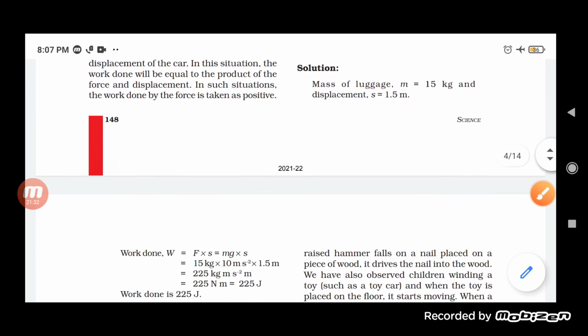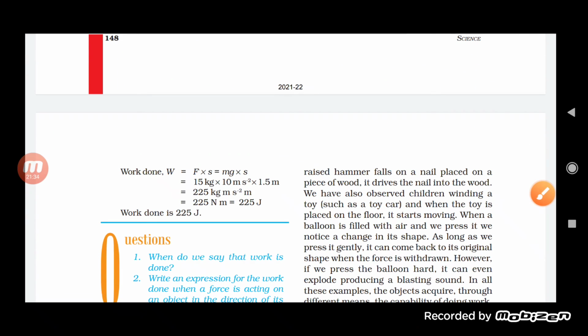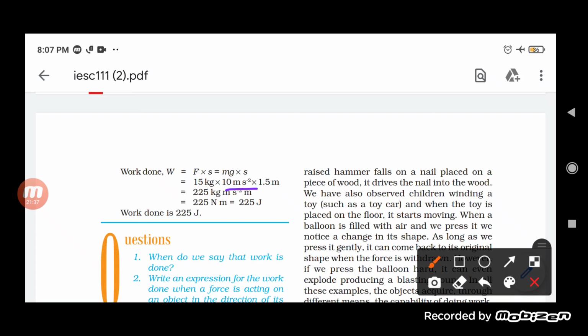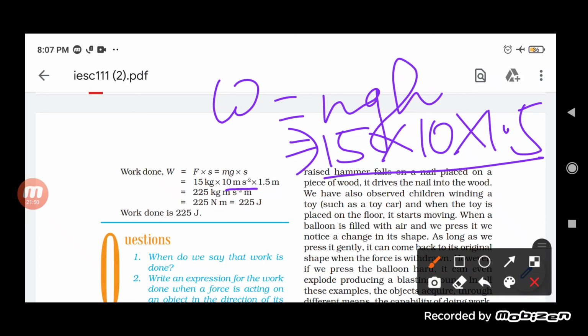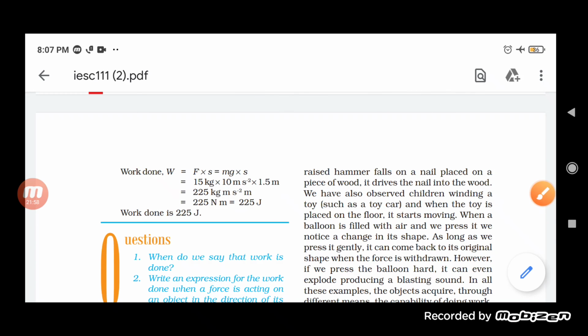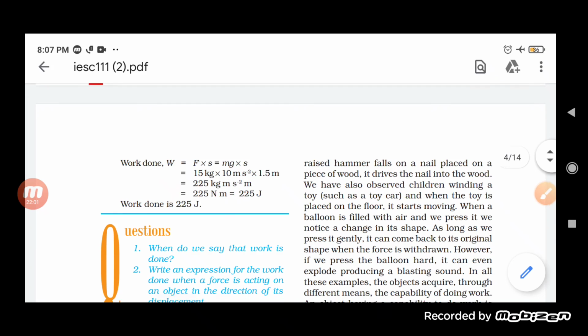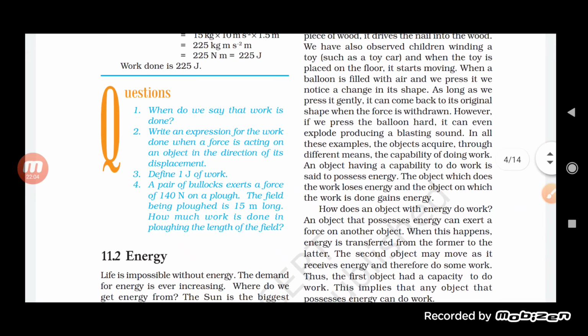Now mass is given, height is given, and g is also given, that is 10 meter per second squared. Obviously W is equal to mgh. Putting these values here, we can get the answer. The mass is 15 kg, g is 10, and height is 1.5. When you multiply all these, we get 225 Newton meter, or we can also say 225 joule. Okay, so this is how we can get the value of the work done.